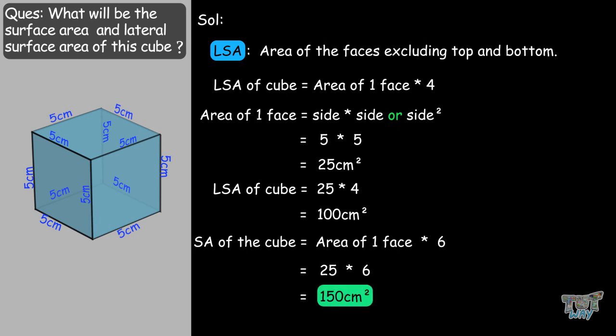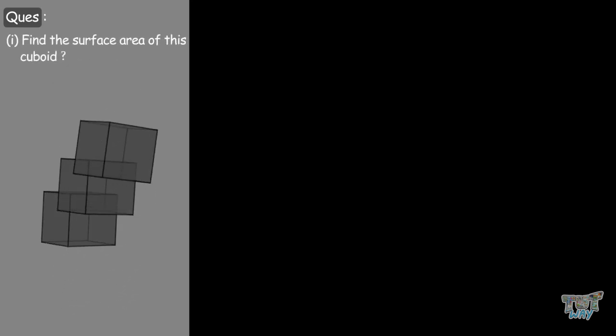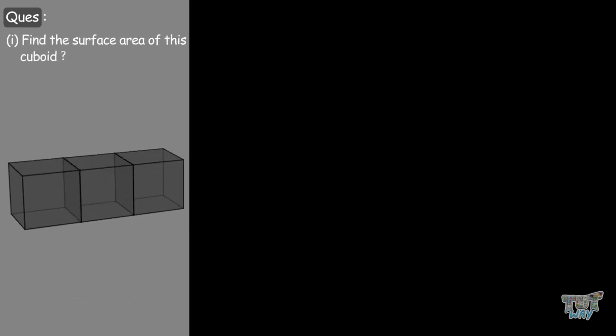Now let's move on to our next question. We have 3 cubes. Each has a side of 5 centimeters. We have to find the surface area of the cuboid formed by joining these 3 cubes. You also have to find the lateral surface area of the cuboid. So let's start.